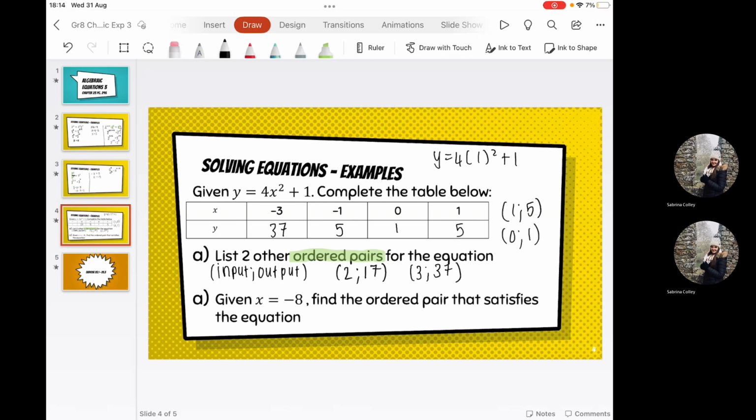Now it says, given x is equal to negative 8, find the ordered pair that satisfies the equation. They're just giving you your input and they want to know what your output would be, and then to put it in an ordered pair. So y is equal to 4 times negative 8 squared plus 1. You've got your 8 squared, which is 64. 4 times 64 plus 1, so you would use a calculator and you would get 257. So this ordered pair would be negative 8 and 257. Again, your input and then your output.